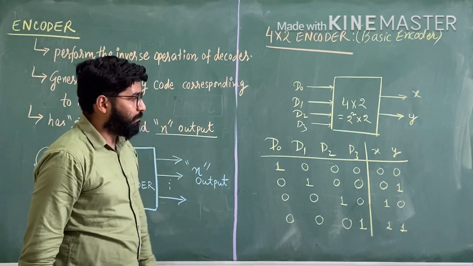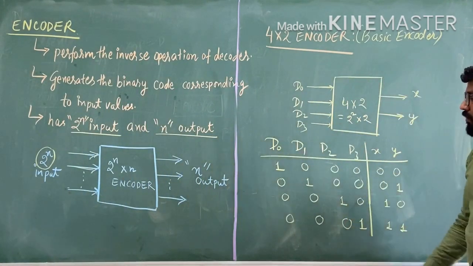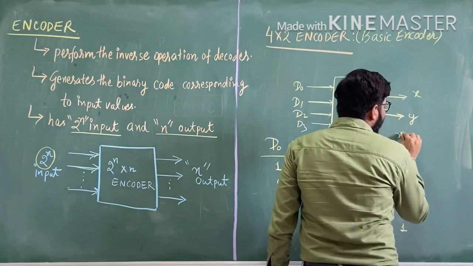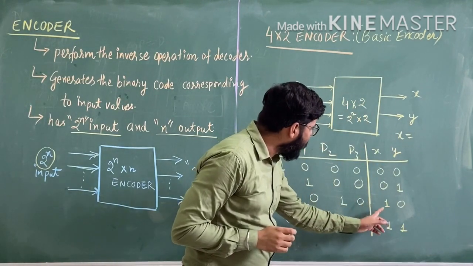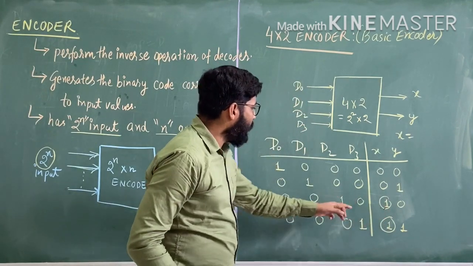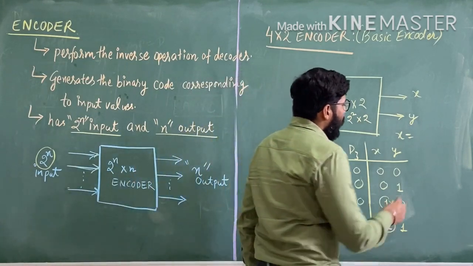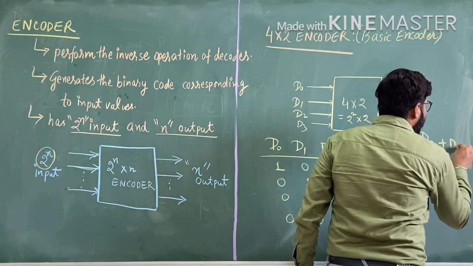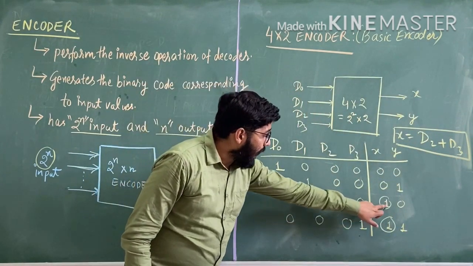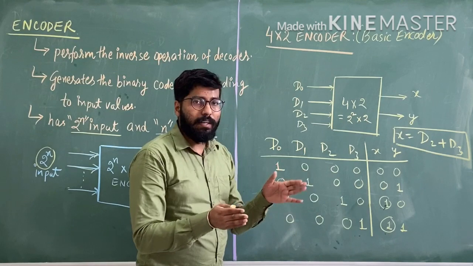Now we have to write the outputs in terms of D0, D1, D2, D3. Suppose we want to write x. So x becomes 1 in what condition? x becomes 1 in these 2 conditions. In these 2 conditions, you will see that x is 1 when the input is D2 and when the input is D3. So it is the summation D2 plus D3. The value of x is D2 plus D3, because x corresponding to D2 is there and x corresponding to D3 is there. So we have to make a summation.